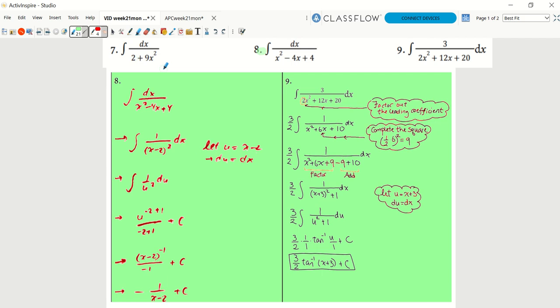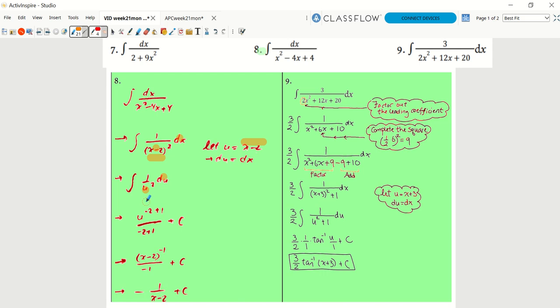So for number 8, we got this problem over here. What they did was factor this to become that. Let u equal x minus 2. Take the derivative of both sides, and you have du equal to dx. Okay? And then when you substitute u with x minus 2, this becomes u. Dx becomes du right there.